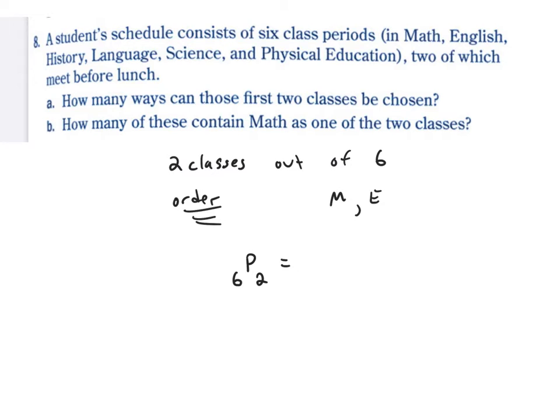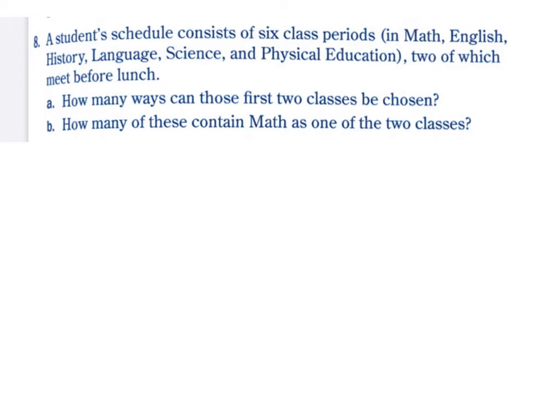Now part B says, let's see how many of these contain math as one of the 2 classes. Well, that one's not too crazy because if you have math first, you either have the English or the history, or the language, or the science, or the PE. So notice here there are 5 options. The same is also true if you switch these positions. So you have 5 options for math being first, and 5 options for math being second. So add those together to get your answer.